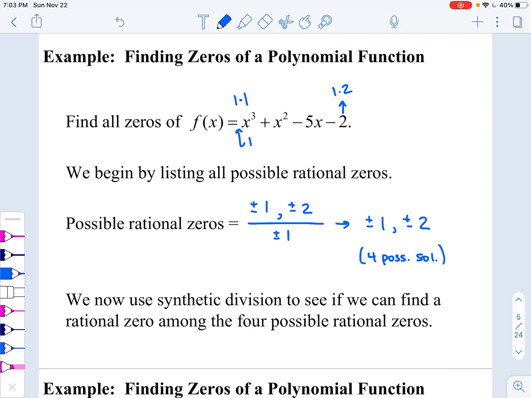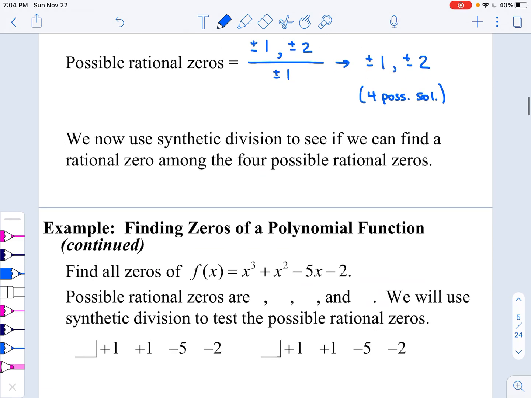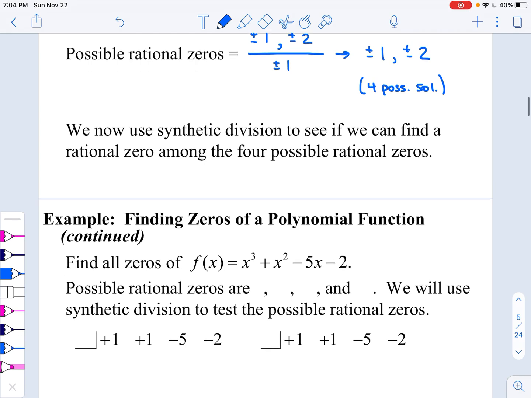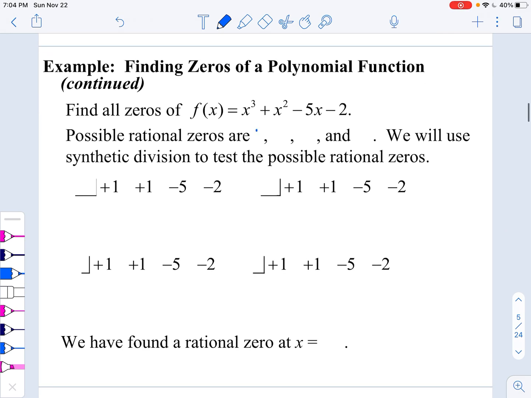Okay, so it says now we use synthetic division to see if we can find a rational zero among the 4 possible rational zeros. So we're going to take it to some synthetic division. So we found out our possible values. We had plus or minus 1 and plus or minus 2. So that means we have a positive 1 or a negative 1. We have a positive 2 and a negative 2. Those were our 4 possible rational zeros. It says we will use synthetic division to test the possible rational zeros. Now, as soon as you find one that is a 0, you're done.